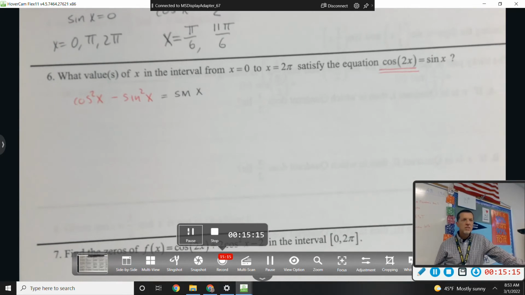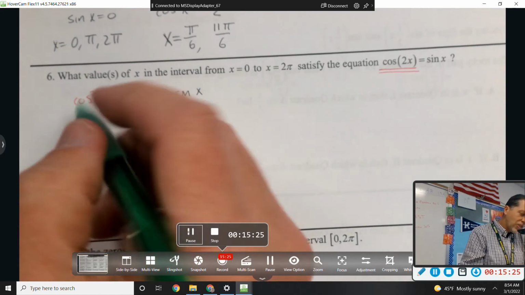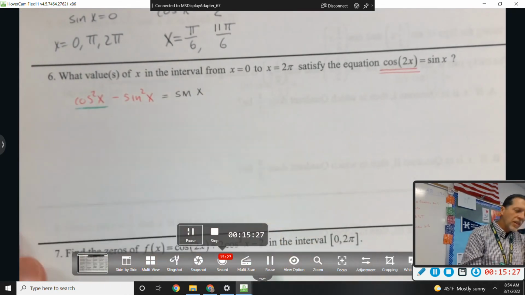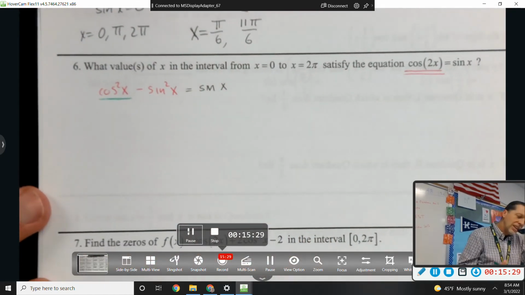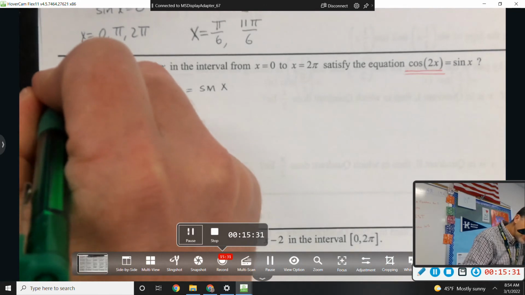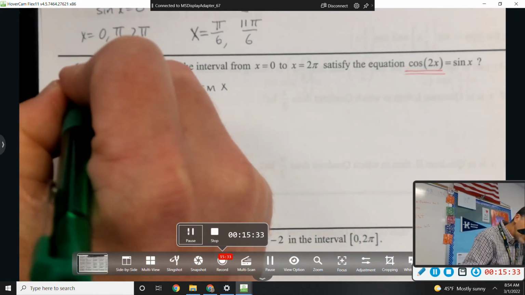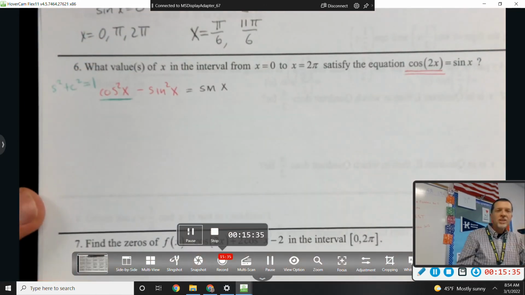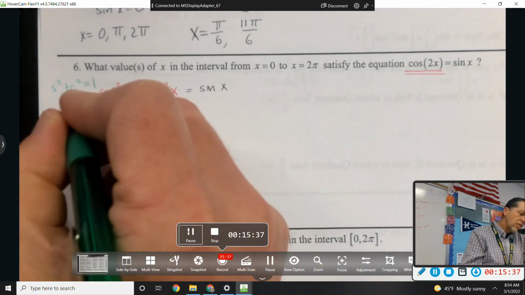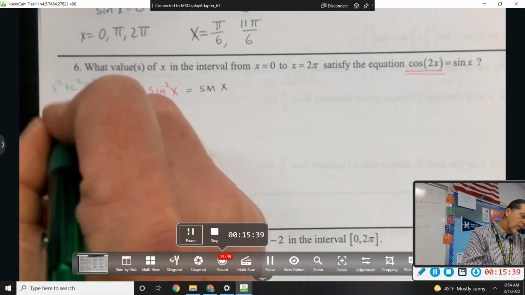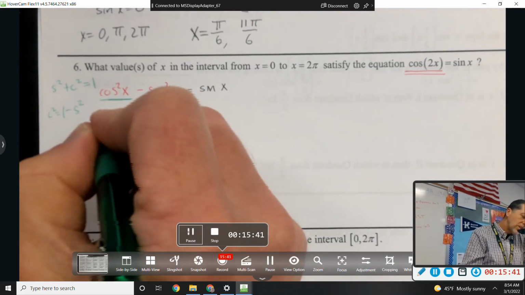Maybe you could change the cosine squared x to something that we know, right? Because, let's see, out to the side, sine squared plus cosine squared is 1. So cosine squared is 1 minus sine squared.